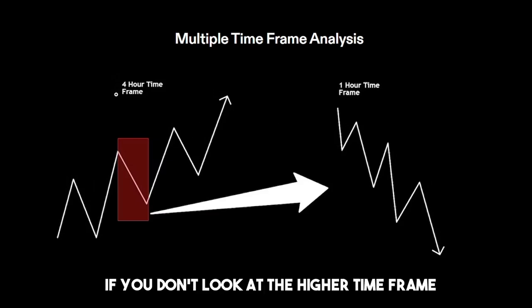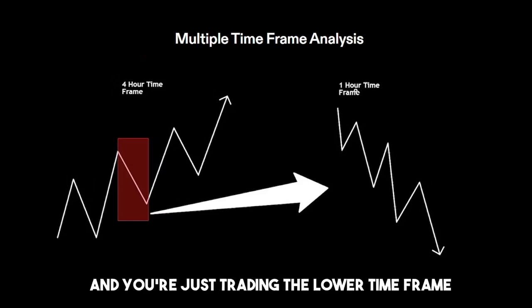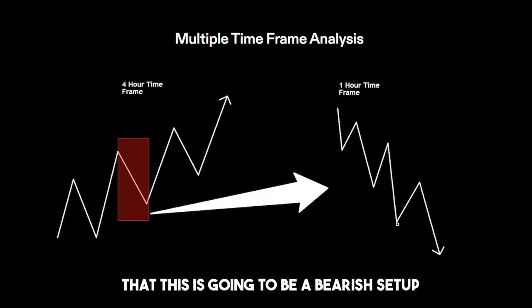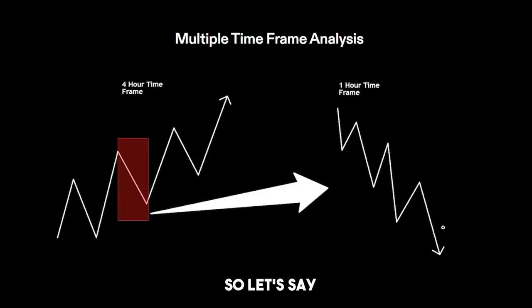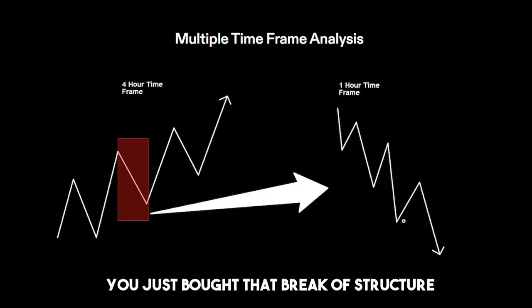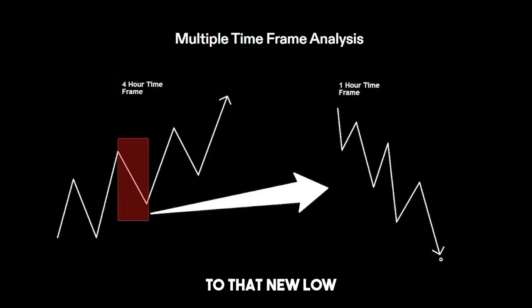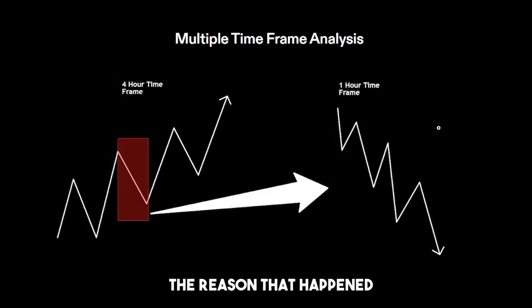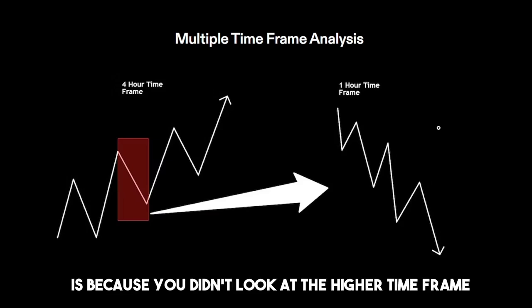If you don't look at the higher time frame and you're just trading the lower time frame, what's going to happen is you're going to see a lower low and lower highs being put in, and you're going to assume that this is going to be a bearish setup. So let's say you enter into this new low, right? You just bought that break of structure to that new low. Unfortunately, what's going to happen is you're going to get stopped out by an impulsive move to the upside, and then you're going to be confused on why that happened. The reason that happened is because you didn't look at the higher time frame.